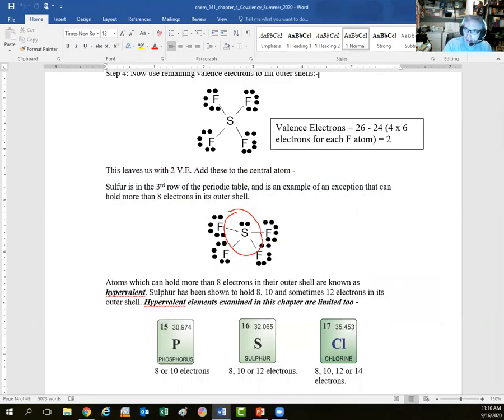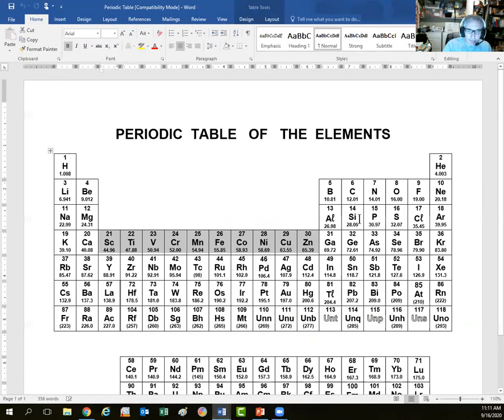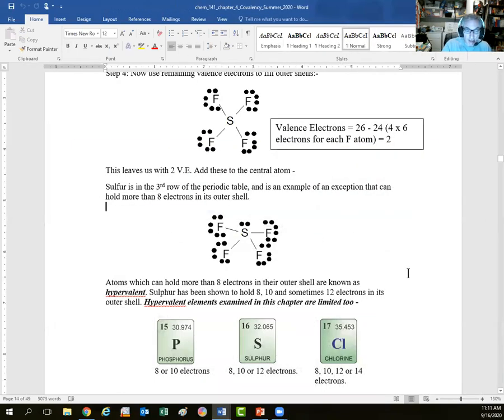So there's only 3 elements that we'll look at which can pull this trick. And they're right next door to each other in the periodic table. Phosphorus, sulfur, and chlorine. These are what we're going to refer to as hypervalent elements in the third row. They can break the octet rule.